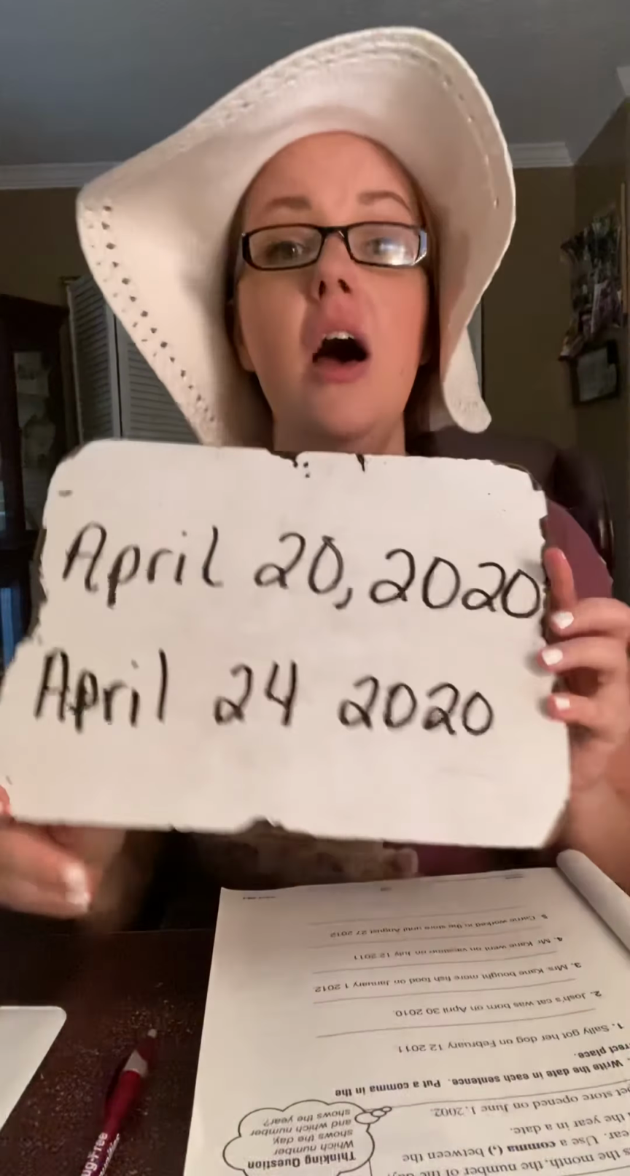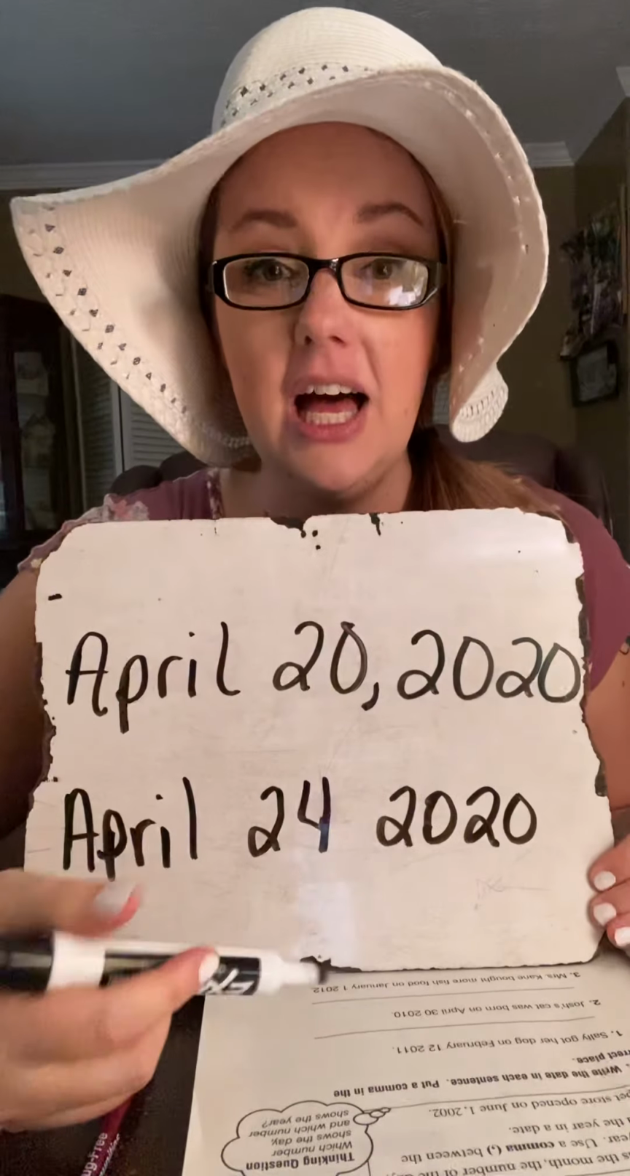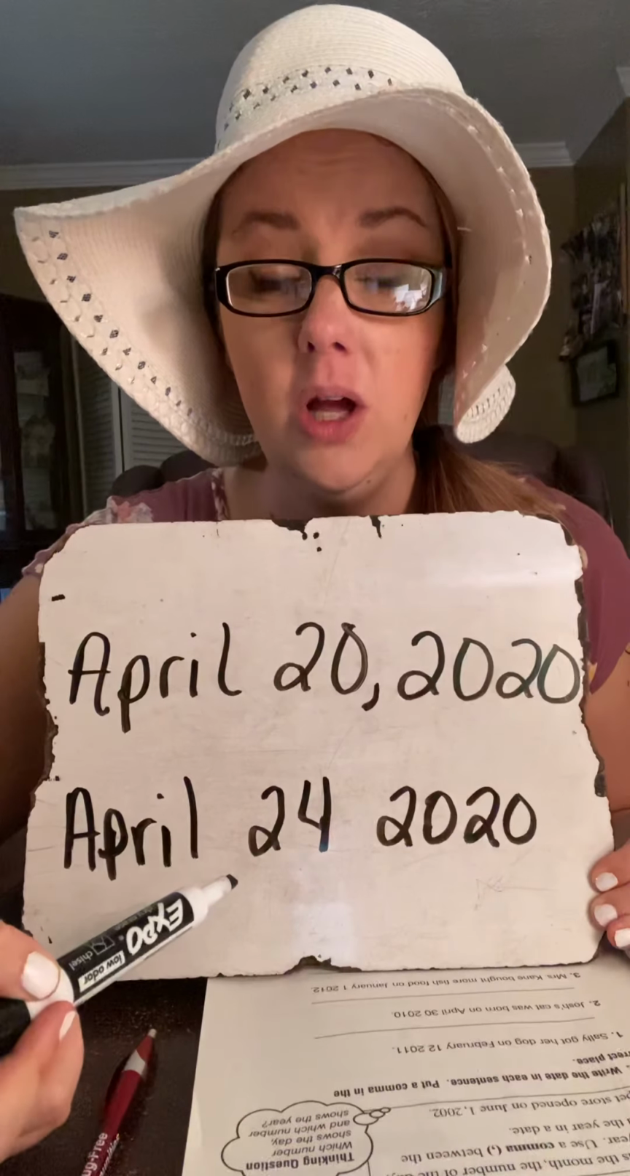Now, let's do another one. Let's do a pretend one like for Friday. On Friday, I'm looking at my calendar, guys, April 24th, 2020. And without the comma, it looks like April 242,020.